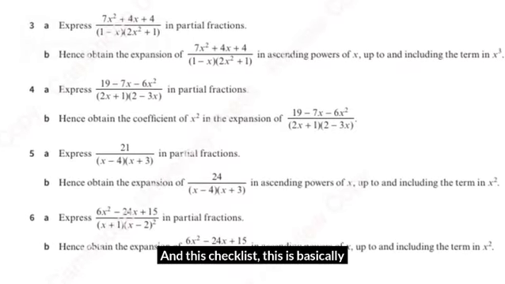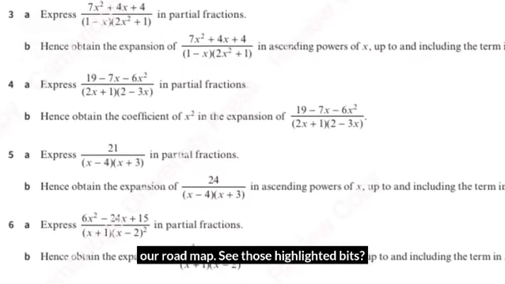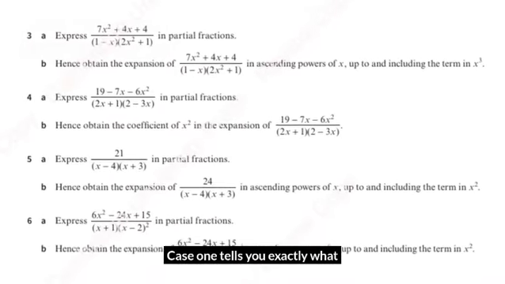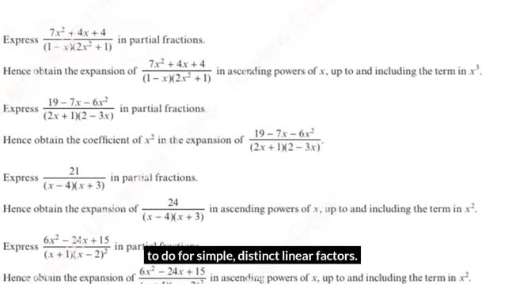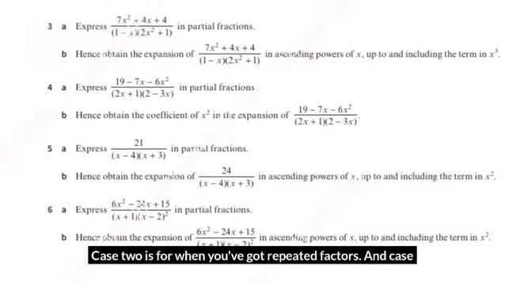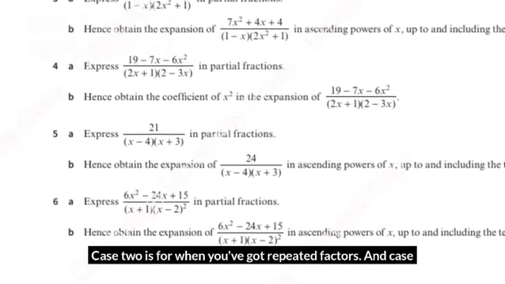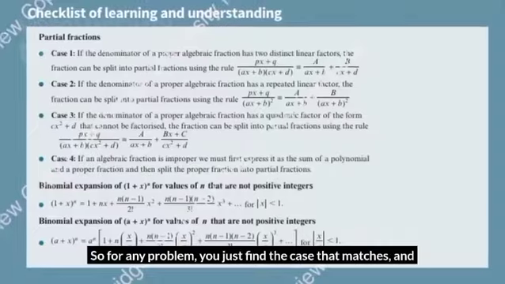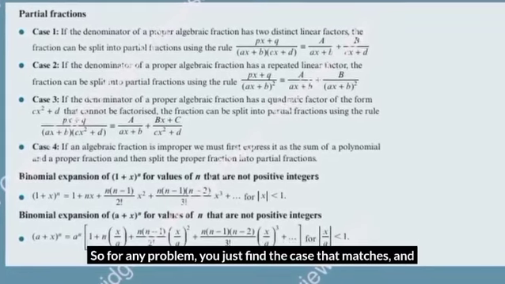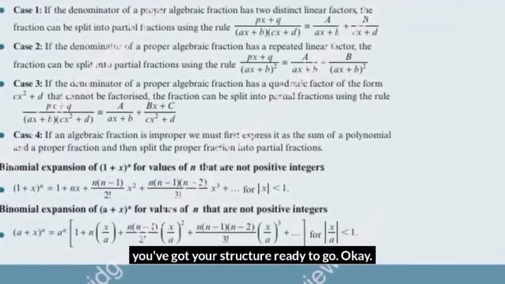And this checklist? This is basically our roadmap. See those highlighted bits? Case 1 tells you exactly what to do for simple, distinct linear factors. Case 2 is for when you've got repeated factors. And Case 3 even handles quadratics. So for any problem, you just find the case that matches, and you've got your structure ready to go.